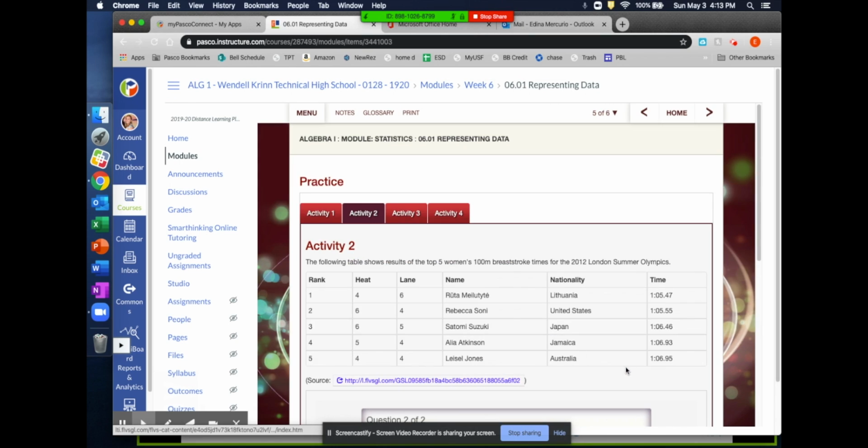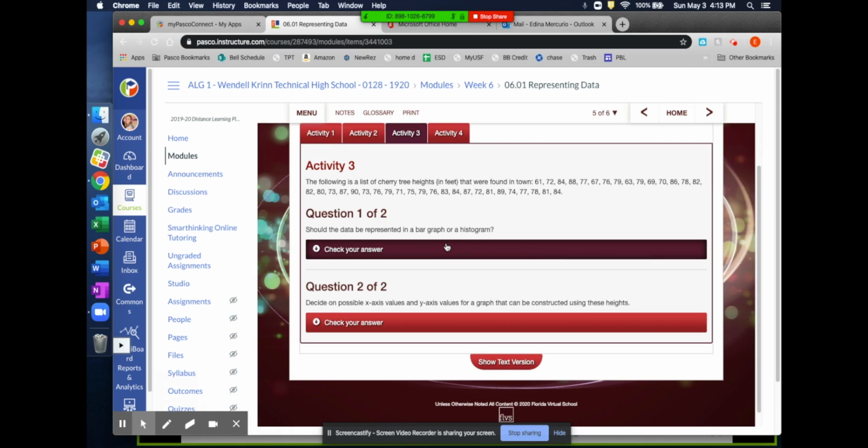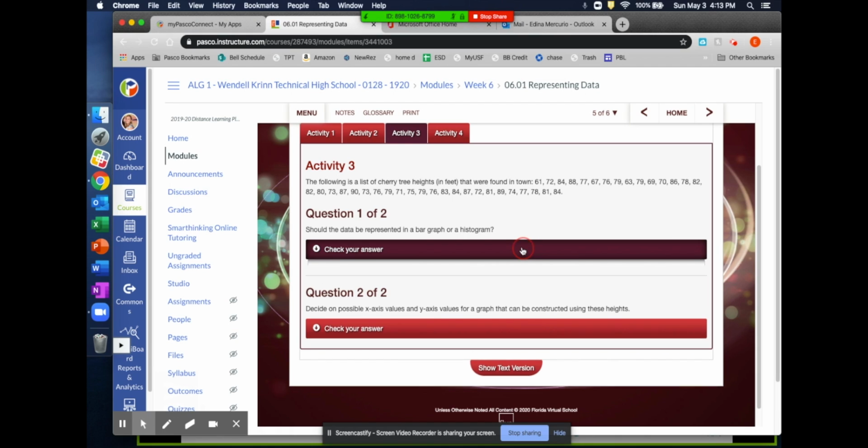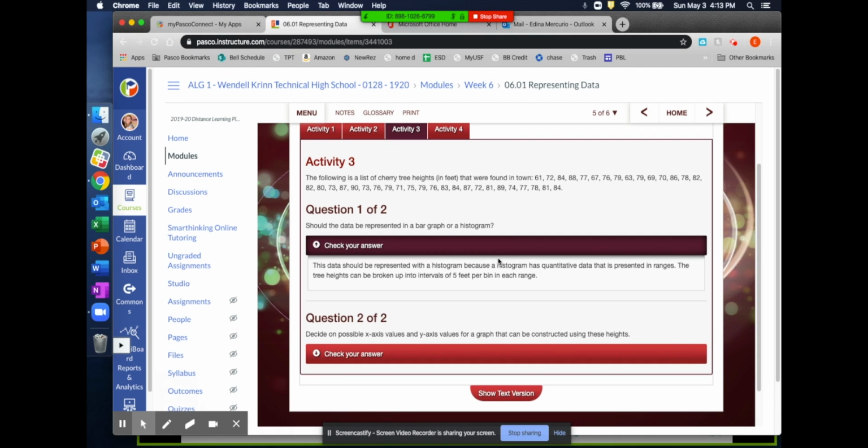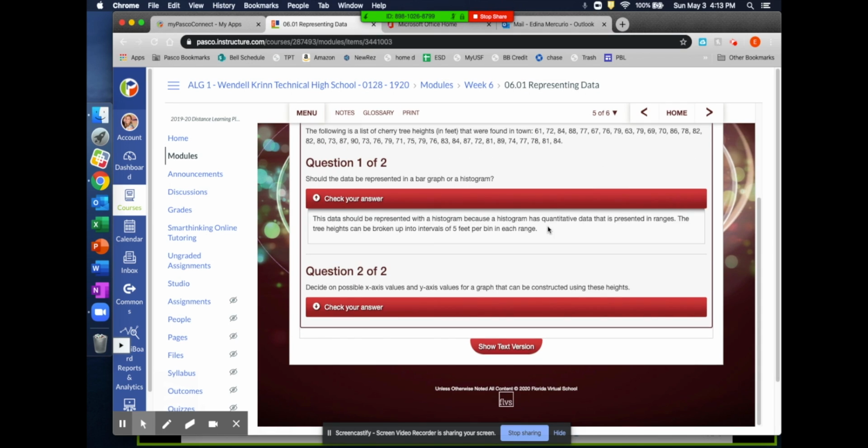And then back up to the top, looking at activity number 3. We have the following: cherry tree heights in feet around the town. We're talking about numbers here. Height's definitely going to be a histogram because it's quantitative data. It's going to be ranges, and it actually tells us that it's going to be broken up into intervals of 5 feet per bin. So I'm going to look and see my lowest height, it looks like to be a 61, and then my highest one is 90. So if they want 5 feet per bin, I'm going to guess that they're going to want to go from 60 to 65, 66 to 70, 71 to 75, 76 to 80, so on and so forth for this histogram.